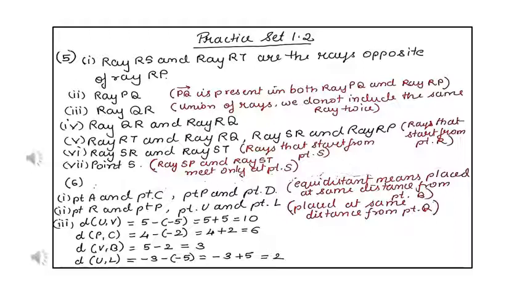Question 1. Write the name of the ray opposite to ray RP. Now opposite means it will be starting from R. The endpoint will be same, but it will be moving in the opposite direction. So here rays opposite to RP will be RS and RT. Next, write the intersection set of ray PQ and RP. Intersection means here the answer which I write will be common in both the given rays. So the answer is ray PQ.